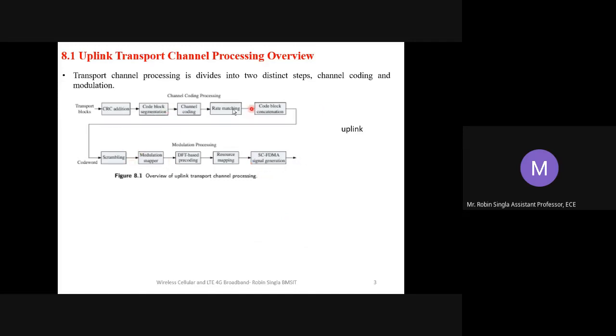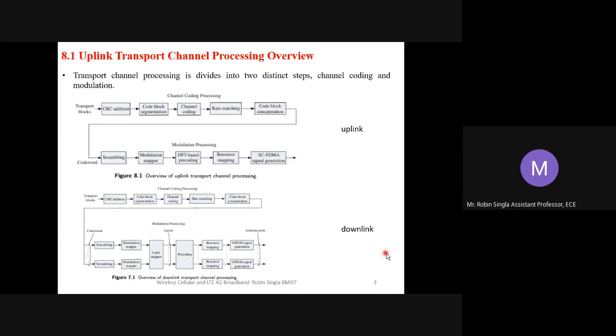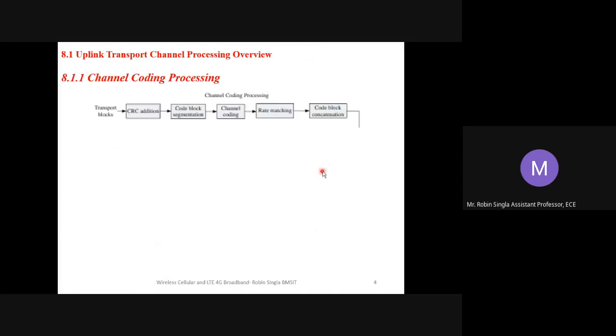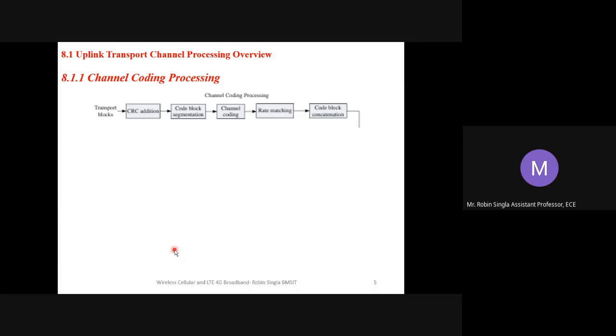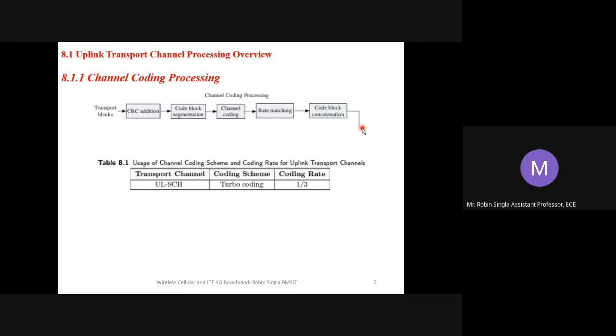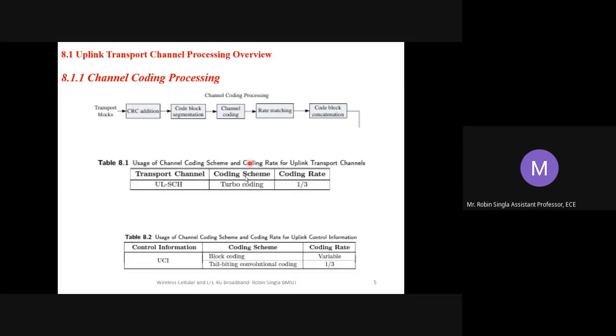This is your uplink channel coding processing and modulation processing. Uplink transport channel processing. How is it different from downlink? Channel coding processing is similar to downlink, only modulation processing is different from the downlink. Channel coding processing has 5 steps: transport block added with CRC attachment, then code block segmentation, channel coding, rate matching, and code block concatenation. And after code block concatenation, this signal is forwarded to modulation processing.